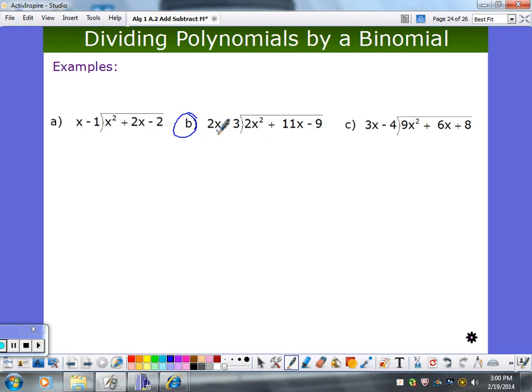So, same process. 2x times something gives me 2x squared. No, 2x times 2 is 4x. 1x. So let's divide it and see what it is. 2x squared over 2x. There's a 1. x squared divided by x is x. That's x. So now I'm going to multiply that. x times 2x, I sure better do 2x squared. Good. And then x times negative 3.